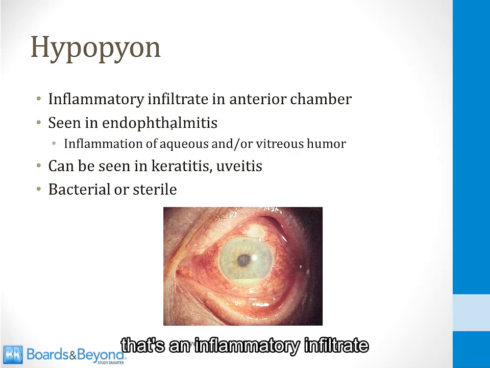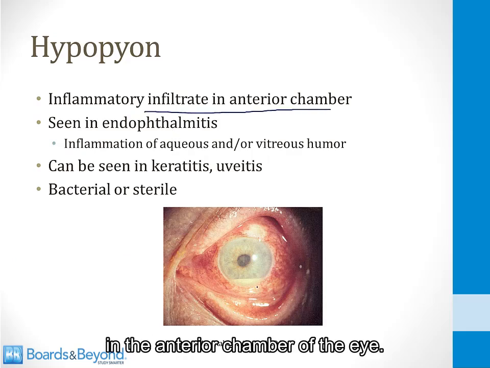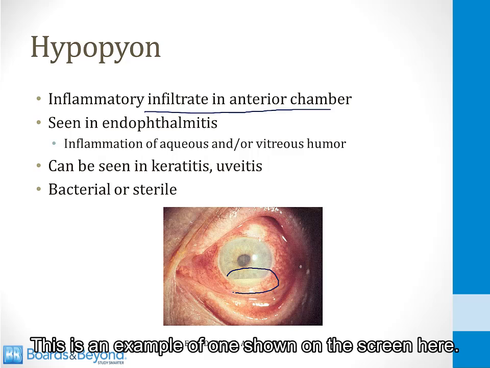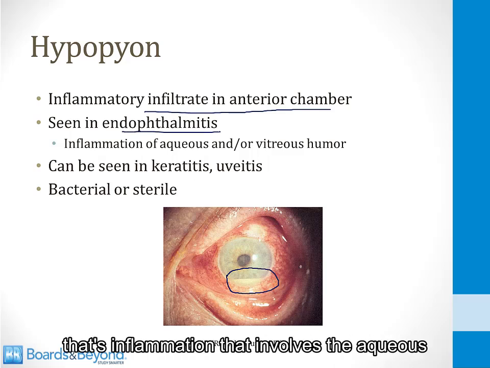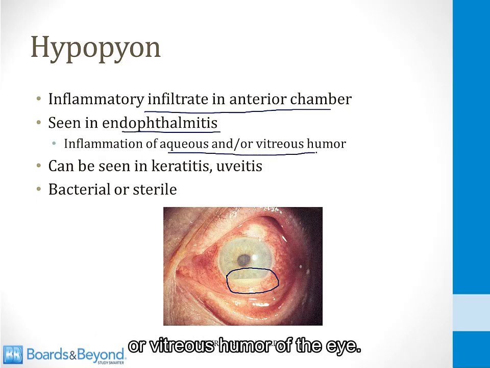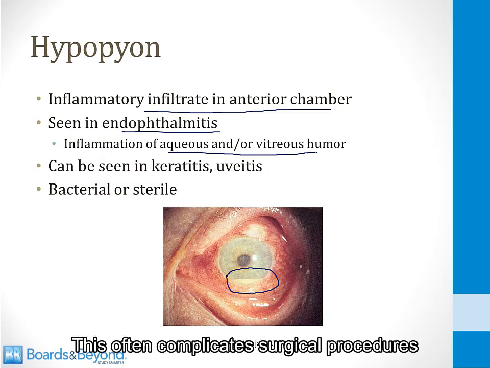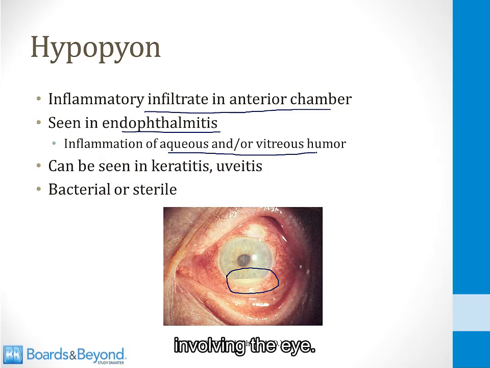The final topic I'll mention in this module is a hypopyon. That's an inflammatory infiltrate in the anterior chamber of the eye. This is an example of one shown on the screen here. This is commonly seen in endophthalmitis. That's inflammation that involves the aqueous or vitreous humor of the eye. This often complicates surgical procedures involving the eye.